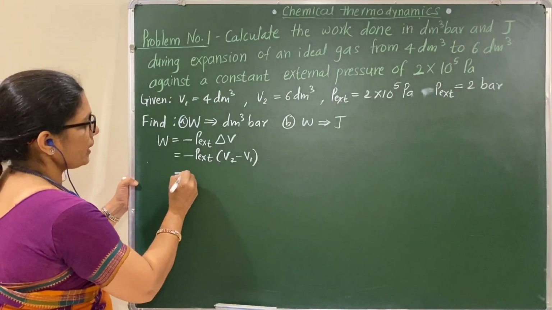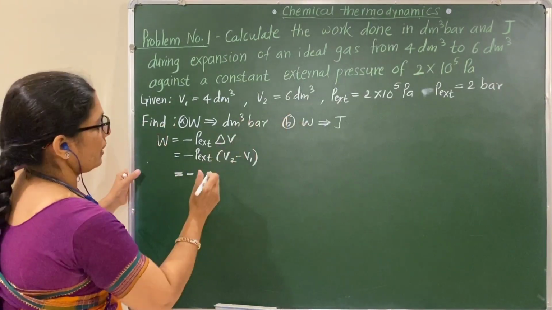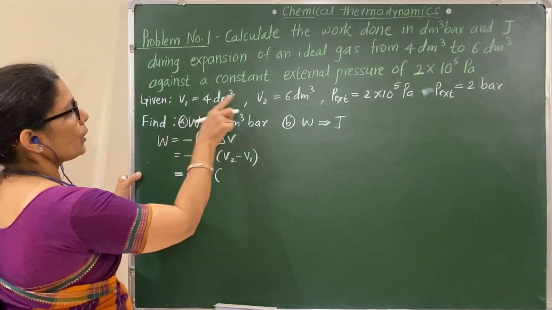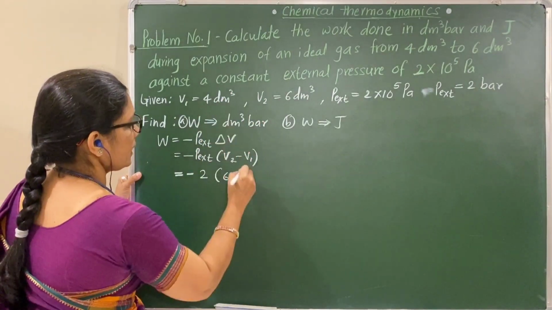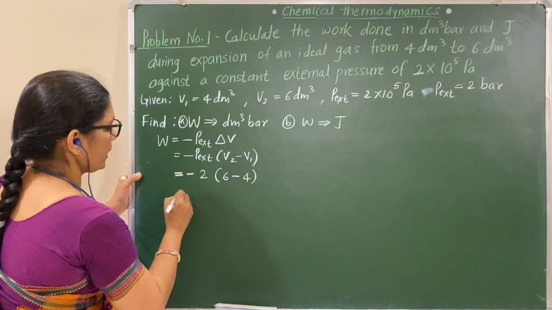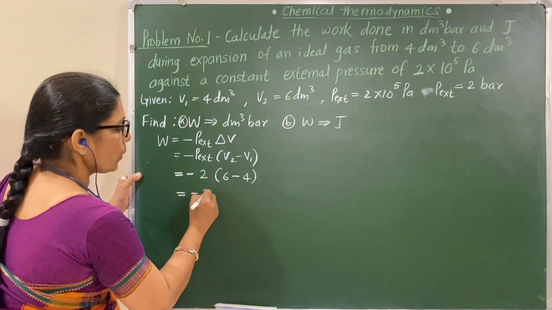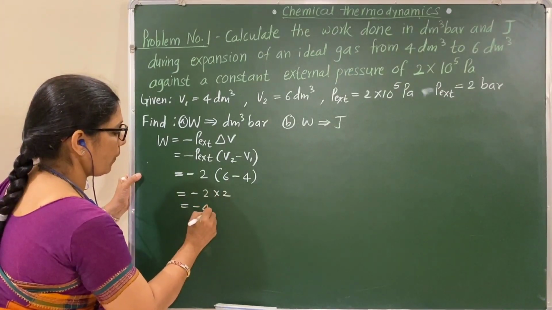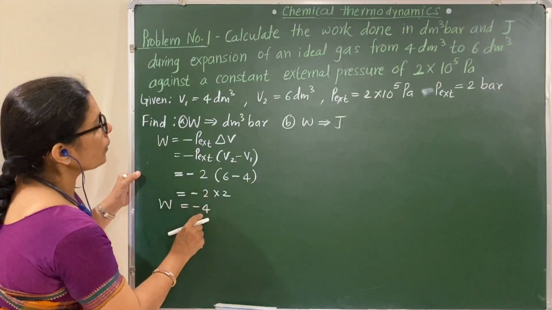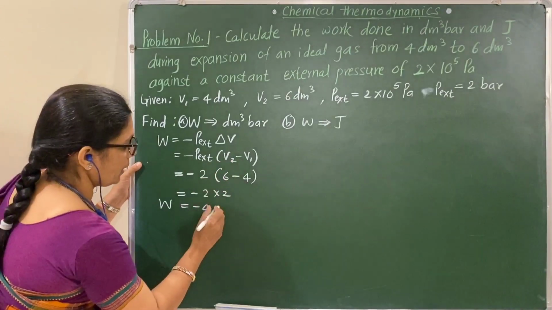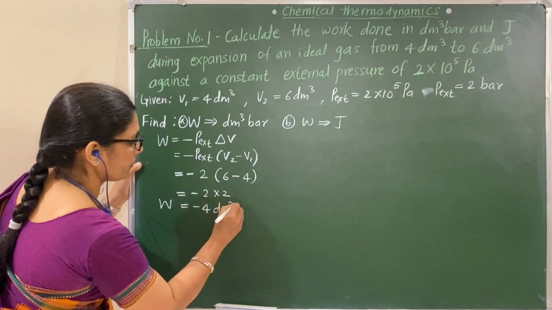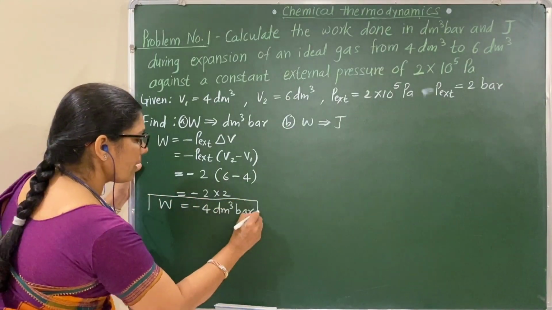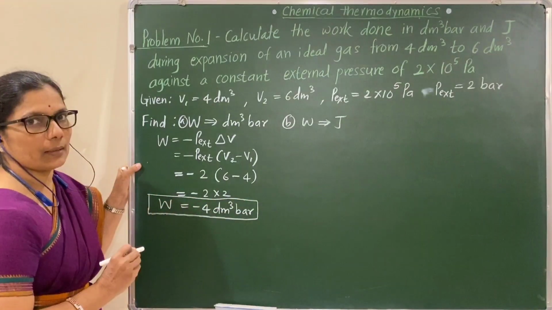Here, minus P external is 2 bar, and then V2 6 minus this 4, that is minus 2 into this 2, therefore it is equal to minus 4. Now this is W, the unit is dm cube bar. Yes, very simple. I have taken a very simple numerical first.